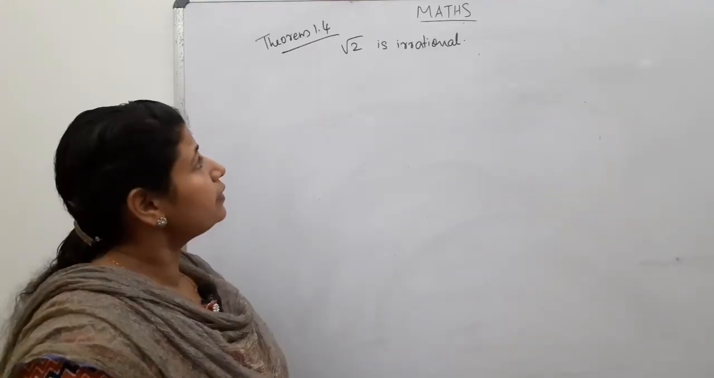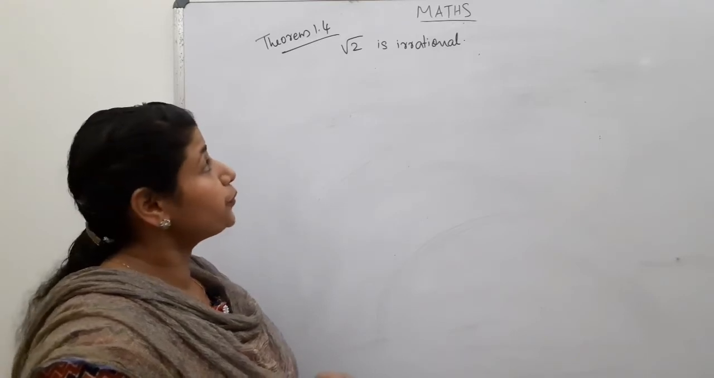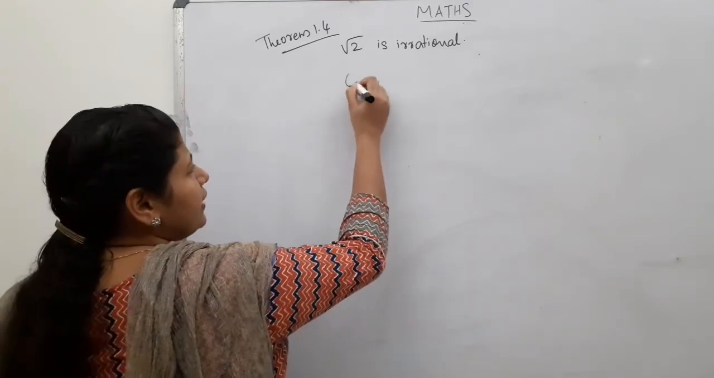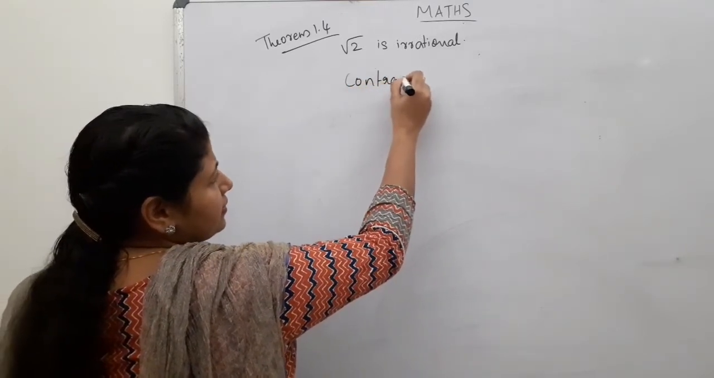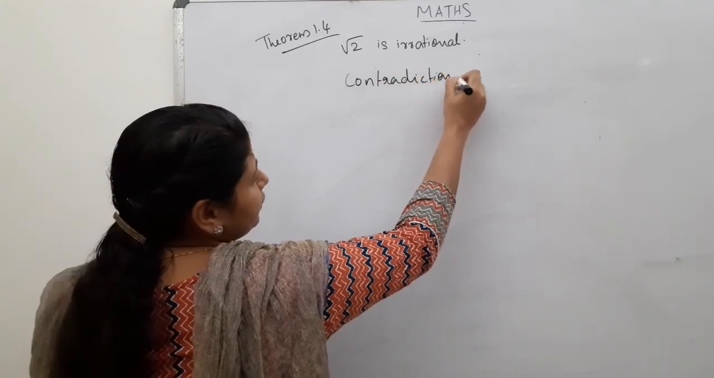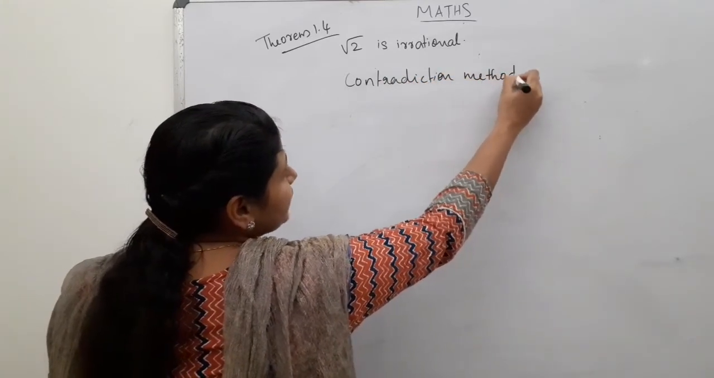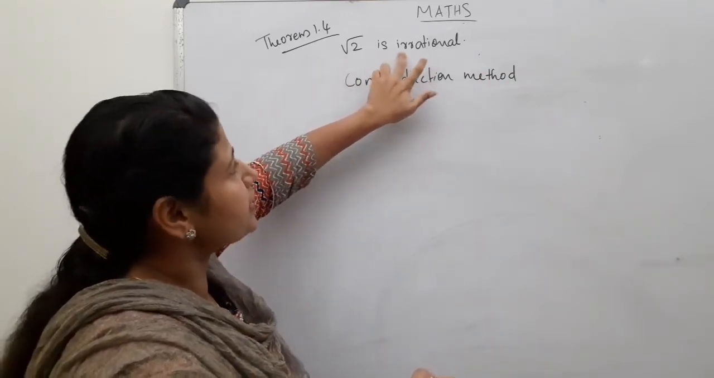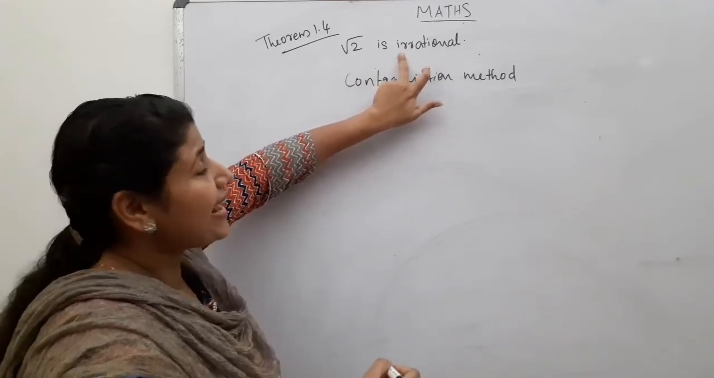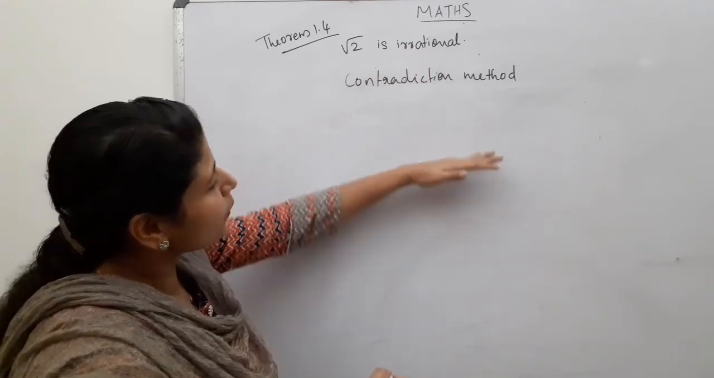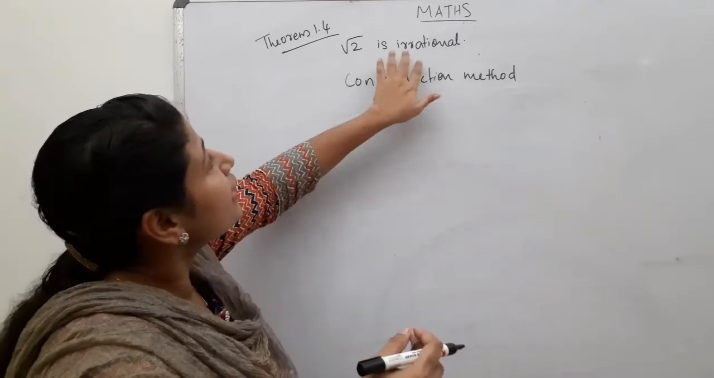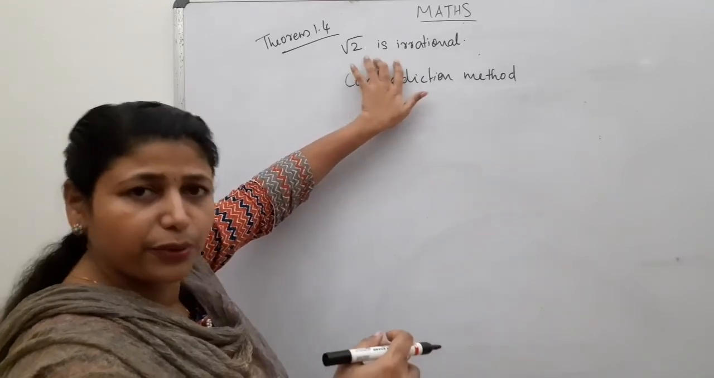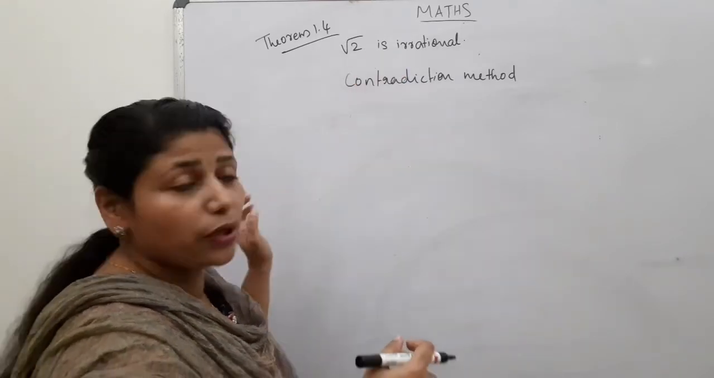Next theorem: root 2 is irrational. We want to prove this theorem. We are going to prove it by the contradiction method that we have already studied in the earlier classes. For this we take root 2 as rational. We want to prove that root 2 is irrational, but we assume root 2 is a rational number. By continuing like this, we will get into a contradiction because of the wrong assumption. At that stage, we will stop the proof and identify that root 2 is irrational. That is the contradiction method.